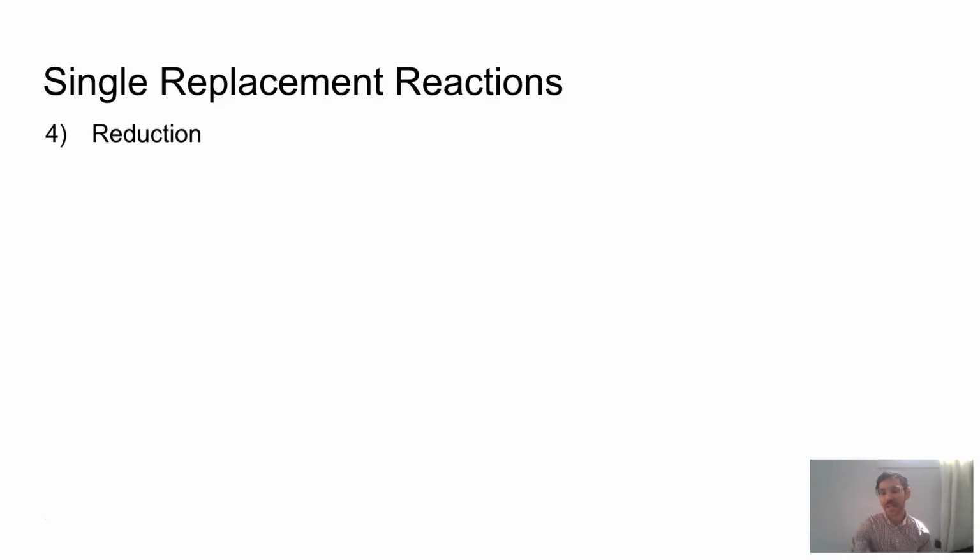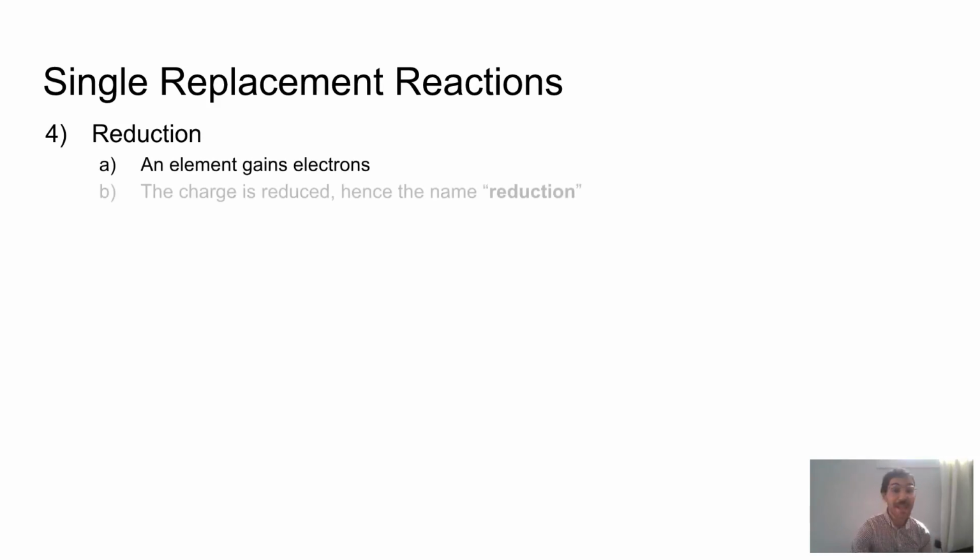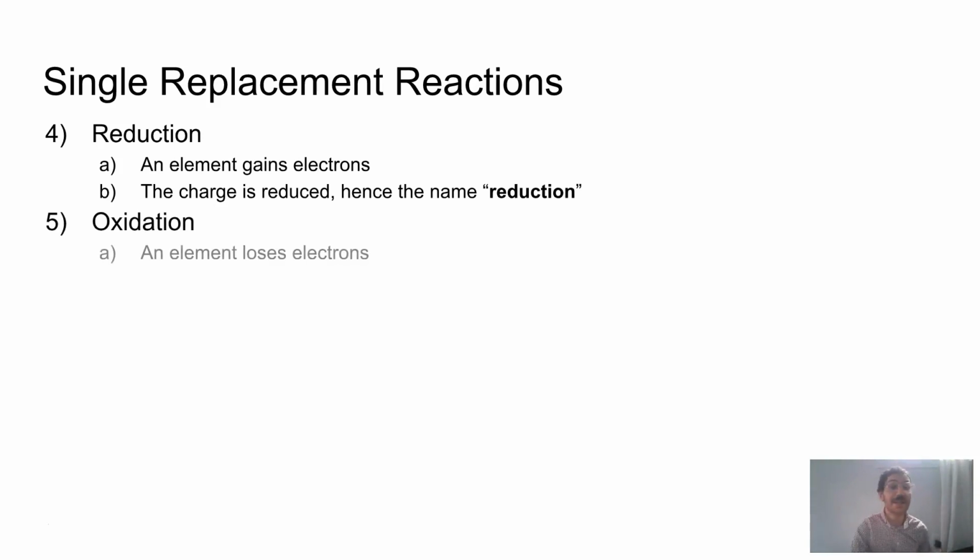So reduction is the process of an element gaining electrons. And this name comes from the fact that the charge of anything gaining electrons is going to be reduced, because remember, electrons have a negative charge. Hence the name reduction. If you gain electrons, your charge is reduced. Oxidation, on the other hand, is when an element loses electrons. And so in that case, we're going to see our charge being increased.